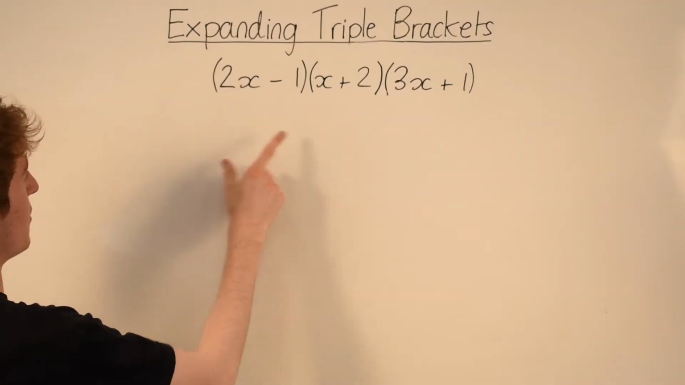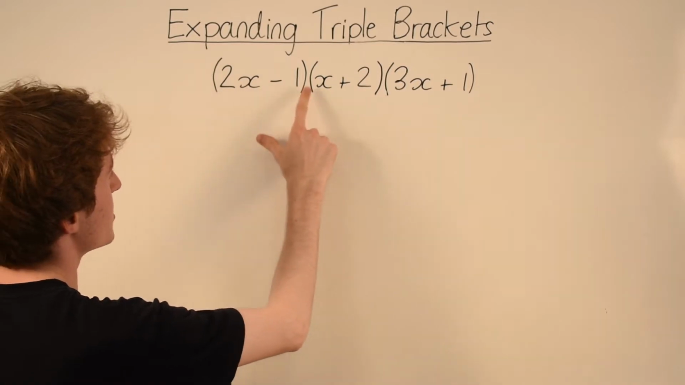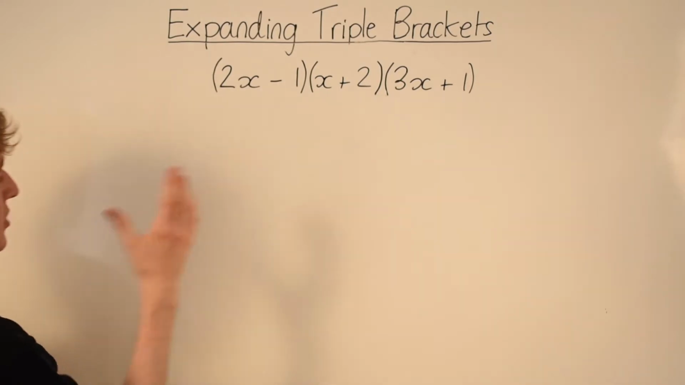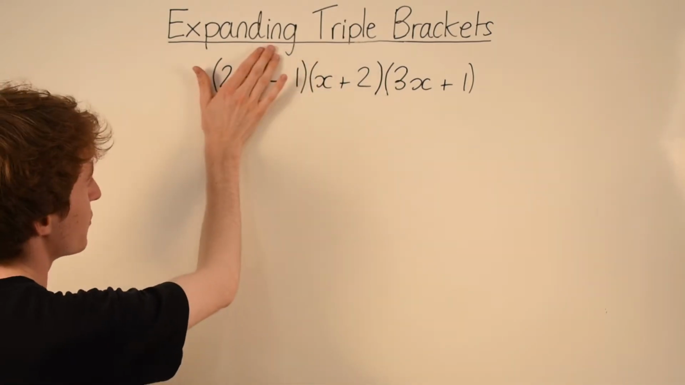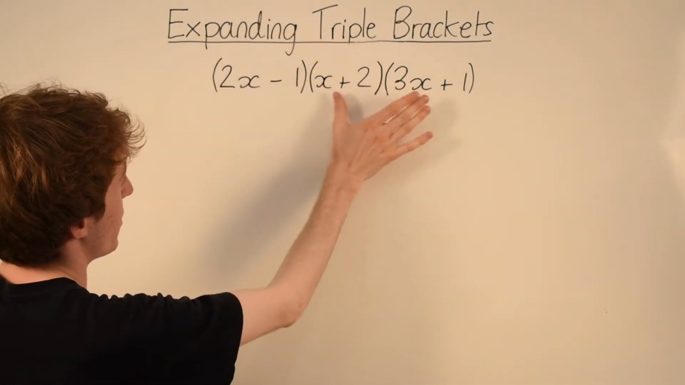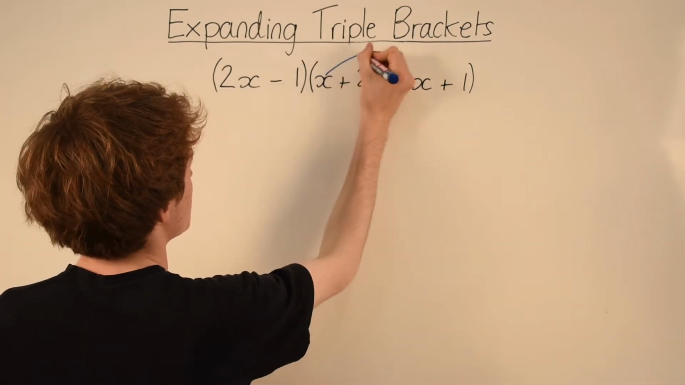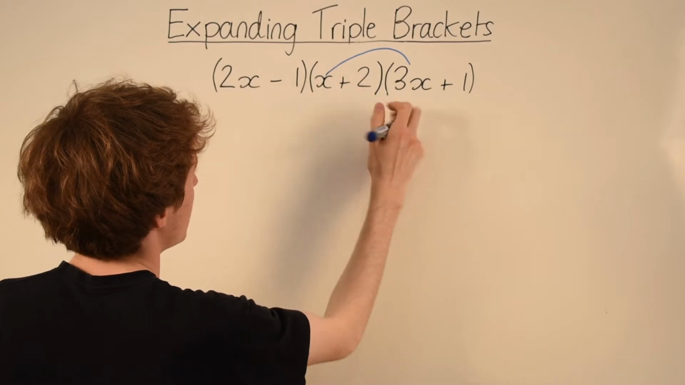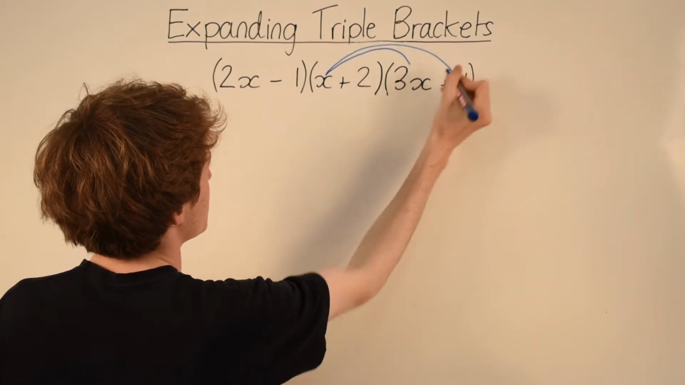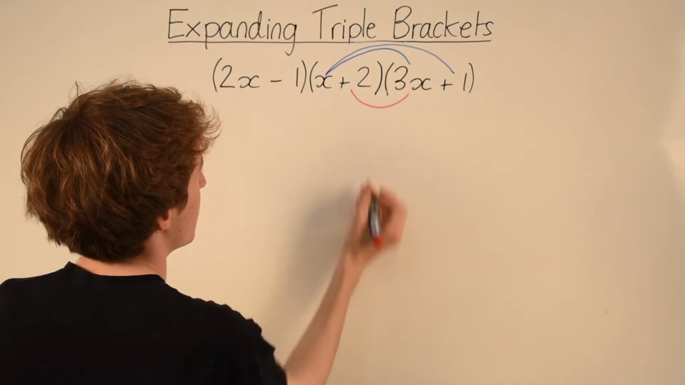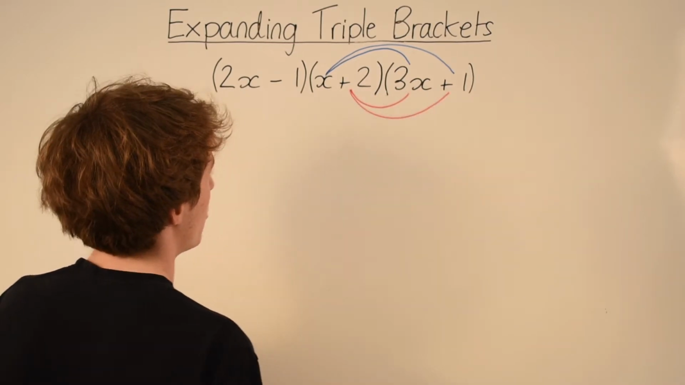Okay, in this second example, we've got 2x minus 1 times x plus 2 times 3x plus 1. So again, we're going to start in the same way by ignoring the first pair of brackets, and we're just going to start by expanding these double brackets here. So let's go ahead and draw our multiplication lines. We're going to have x joining up to 3x, we're going to join up x to plus 1, we're going to join up plus 2 to 3x, and then we're going to join up plus 2 to plus 1.